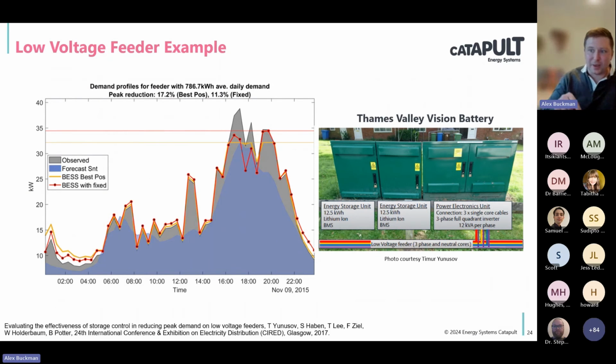But the other thing you can see is that in that first peak, around about 6 o'clock, the red line is fairly able to respond to that peak. But in that second peak, you're really struggling. So it's showing that without knowing what's happening in the future, you're not able to optimize what you do now.